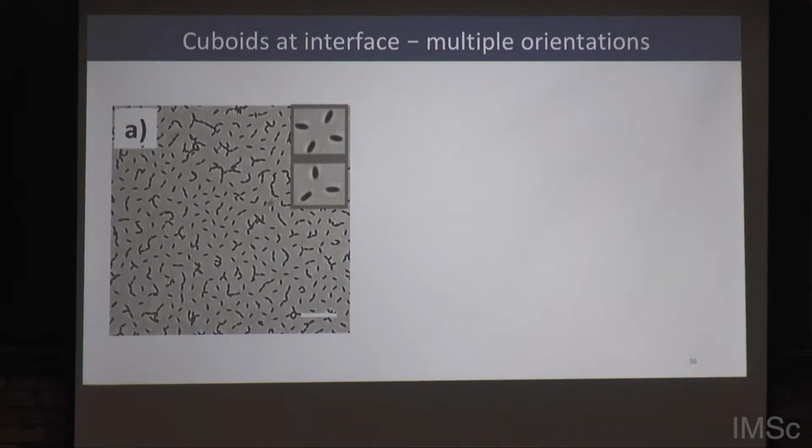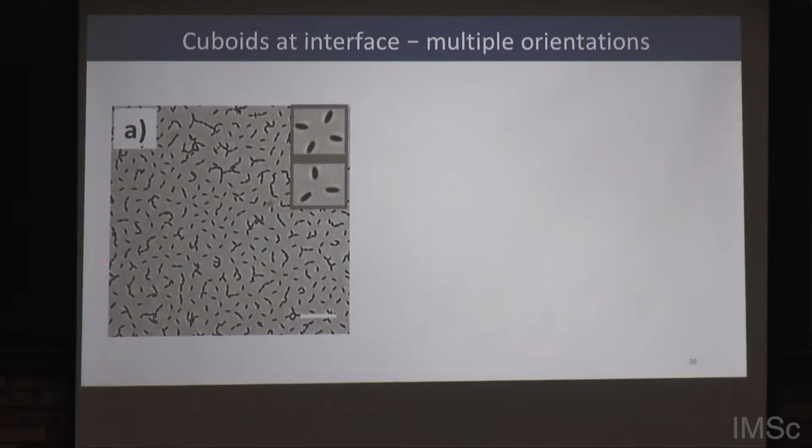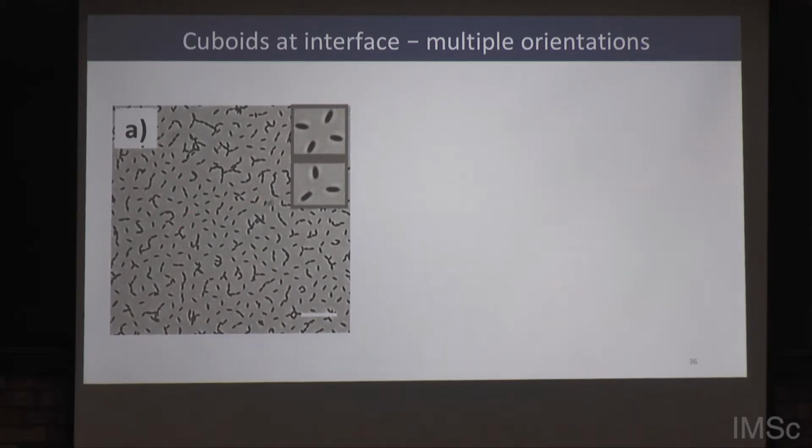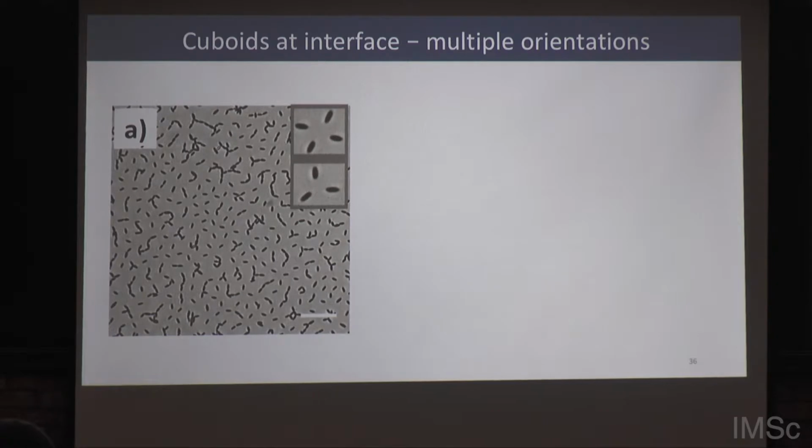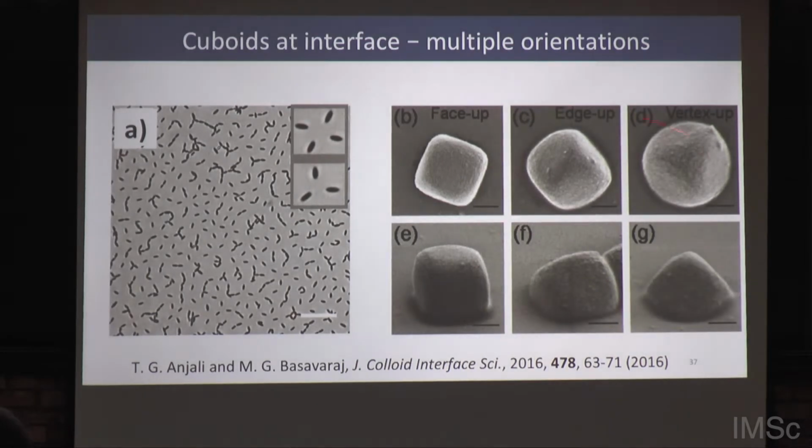Now, in recent years we have looked at particles of different shapes. When you deposit ellipsoids at the interface, you will see that all these ellipsoids lie flat, that is, the major axis is parallel to the interface. The moment you go to other shaped particles like cubic particles, we see multiple orientations.